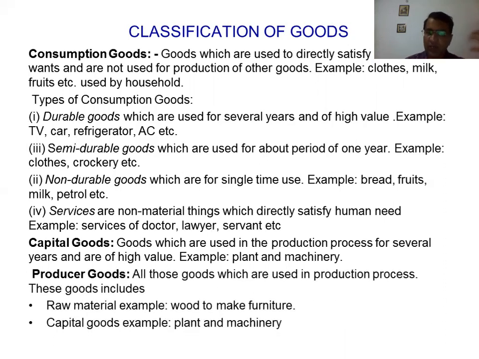Okay. Now producer goods. All those goods which are used in the production process are called producer goods. This type of goods includes raw materials, for example wood to make furniture, and capital goods, for example plant and machinery. Among producer goods, some may be capital goods and some may not be, but producer goods are those used for the production process, like raw material, wood to make furniture, and capital goods like plant and machinery.